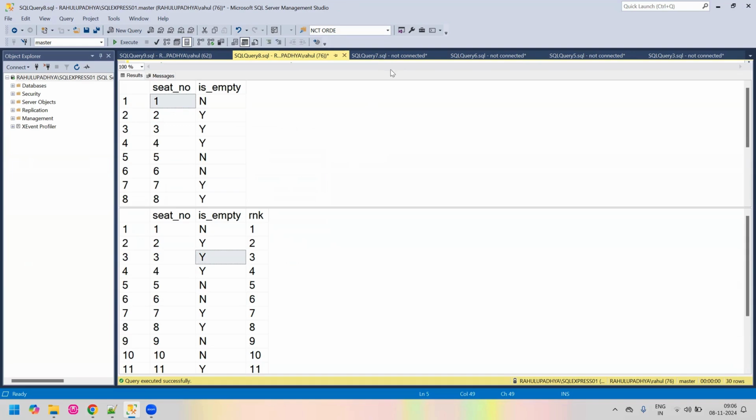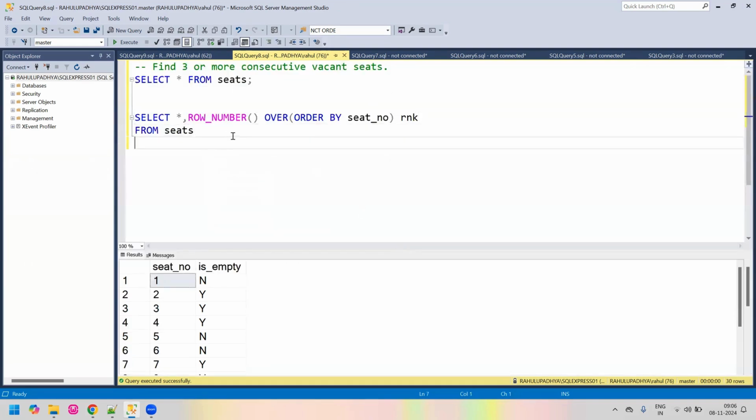So we will add the filter here, that is, consider only those records where the seat is empty. Now let's check this out.